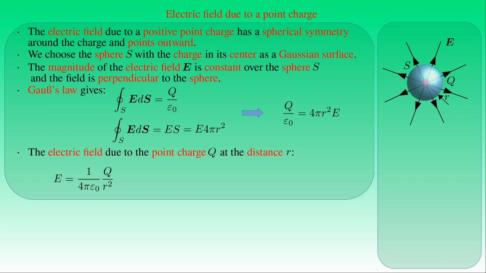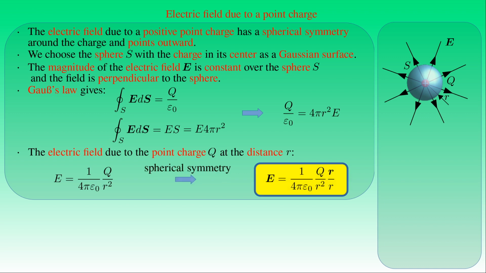Since we know that the field is spherically symmetric, we can conclude that the electric field E due to a point charge Q at the distance r from the point charge is given by 1 over 4 pi times epsilon naught, times Q over r squared, times the vector r divided by the distance r. Here the vector r points from the source charge q to an arbitrary point at the distance r. We already derived this formula for a point charge from Coulomb's law.